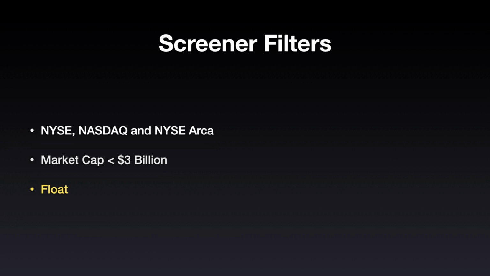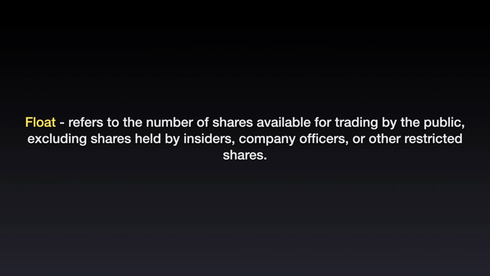The third filter has to do with volatility as well, and this is going to be the stock's float. Float refers to the number of shares that are in existence for a particular stock that are available to the public to freely trade with each other. This excludes any shares held by insiders, company officers, or other restricted shares. So essentially, the float is the supply of the stock.